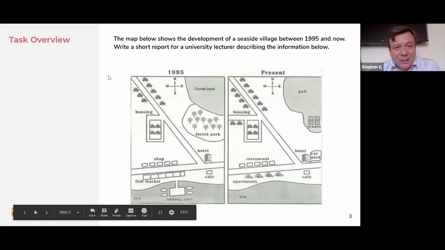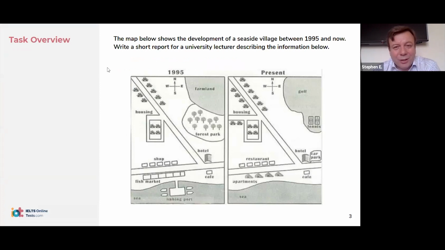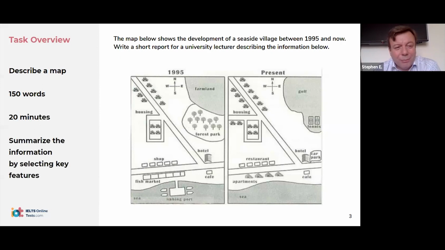So let's have a look at this. There is our beautiful map. So the task is to describe the map. We've got our 150 words, approximately 20 minutes. And then we have to summarize the information by selecting the key features.